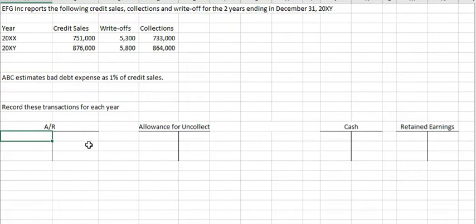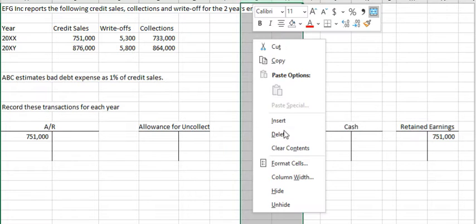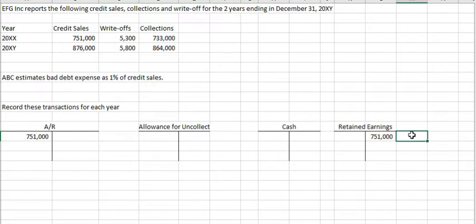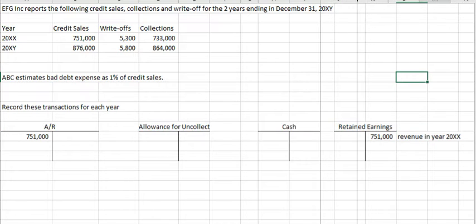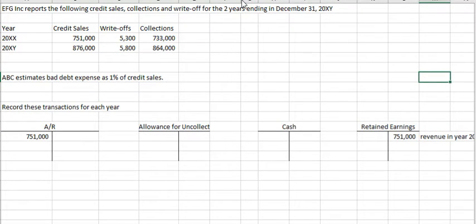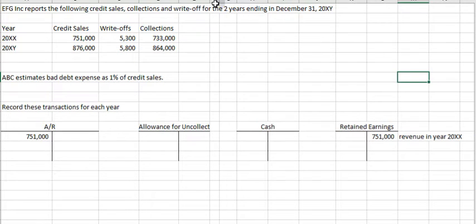So the first thing we are going to do is, when we have a credit sale, we are going to increase our accounts receivable, and we are going to record this as a revenue. So when we make a credit sale, we are making some revenue, and this is revenue in year 20XX. By the time we have that, we need to estimate the bad debt expense associated with that, so we can capture the expense associated with the revenue in the same year.